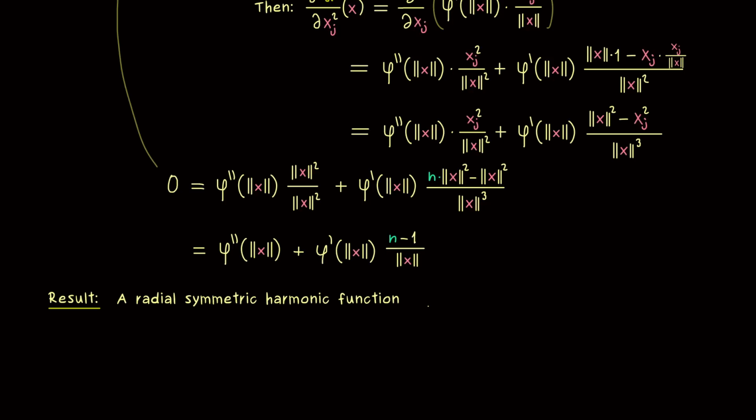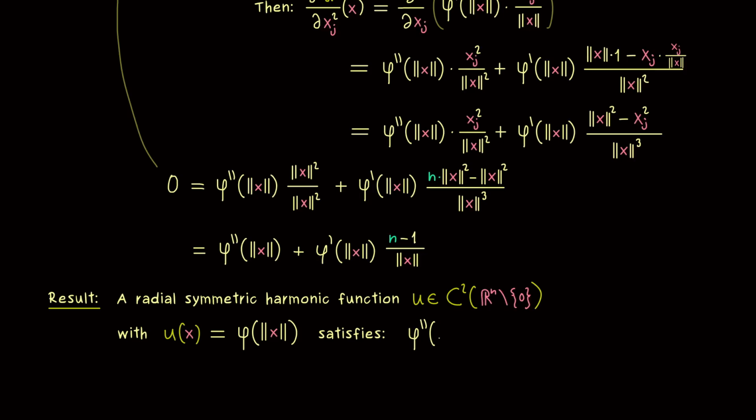A radial symmetric harmonic function u on a pointed domain can be written with a function phi that satisfies this ODE. And we can write this ODE as the second derivative of phi at the point r plus the first derivative of r, which has the factor n minus 1 divided by r. And this should be equal to 0 for every r between 0 and infinity.